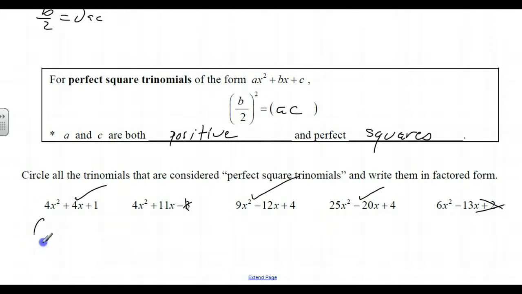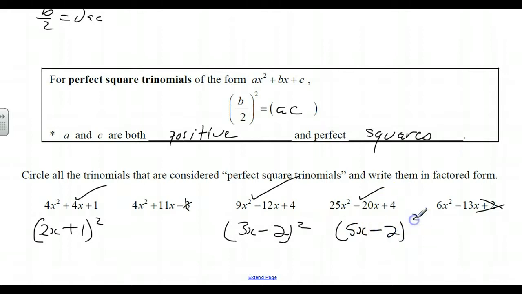So here's how you do the factored form. You take the square root of the first term. You take the sign of the middle term. You take the square root of the last term. And you write it as squared. 3x, this sign, minus 2 squared. And 5x, this sign, minus this square root, 2 squared.